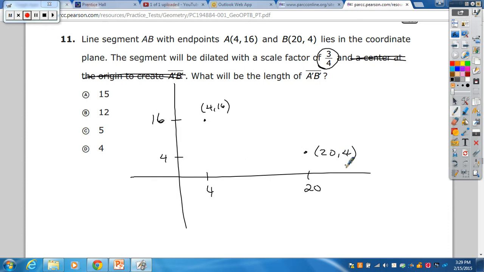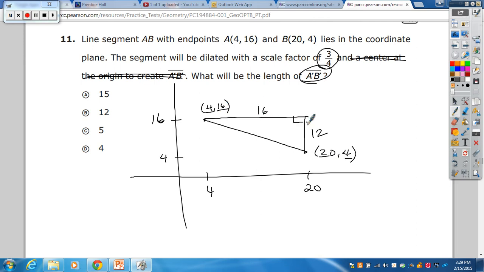Okay. And if I go ahead and connect those two, there's my original length of that segment. The new A prime B prime has to be 3/4 of that. So I'm going to form a right triangle here. The vertical length goes from 4 to 16, that's a difference of 12. The horizontal length goes from 4 to 20, that's a difference of 16.